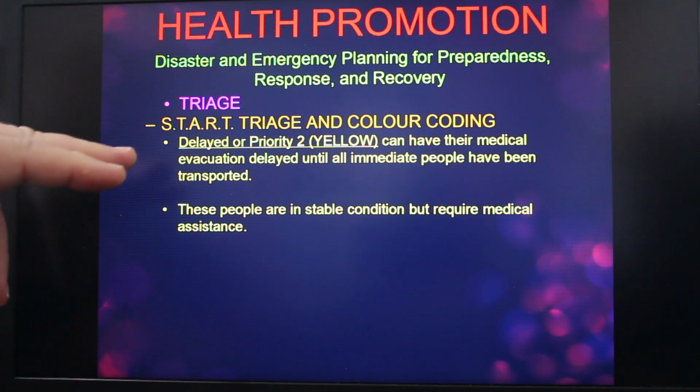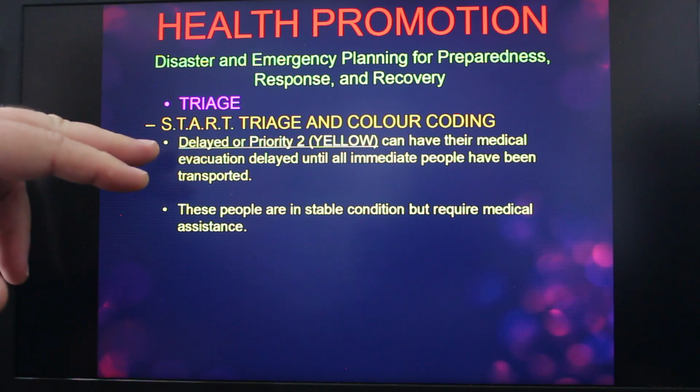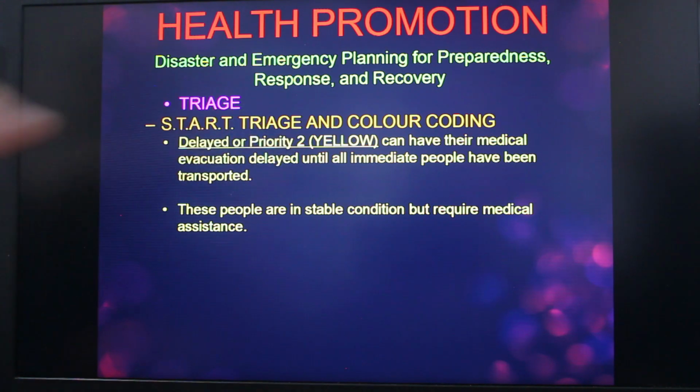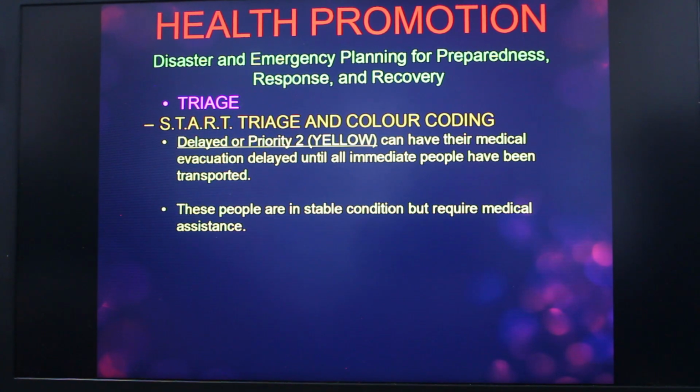The yellow color is used for delayed or priority 2 victims. They can have their medical evacuation delayed until all immediate people have been transported, which means all the persons with the red tag are transported. These people are in stable condition, but they require medical assistance.